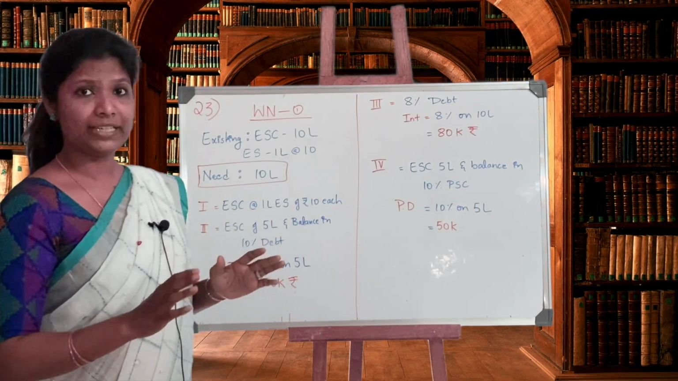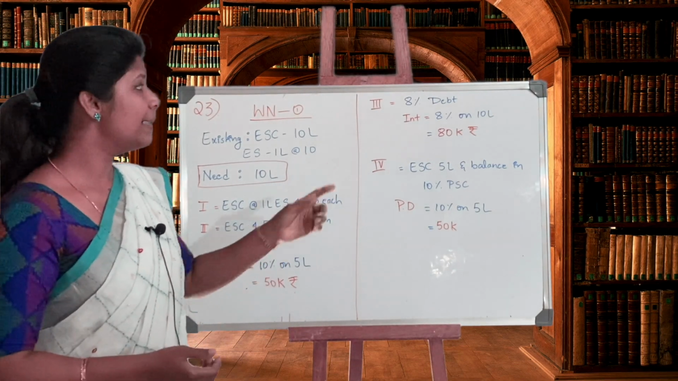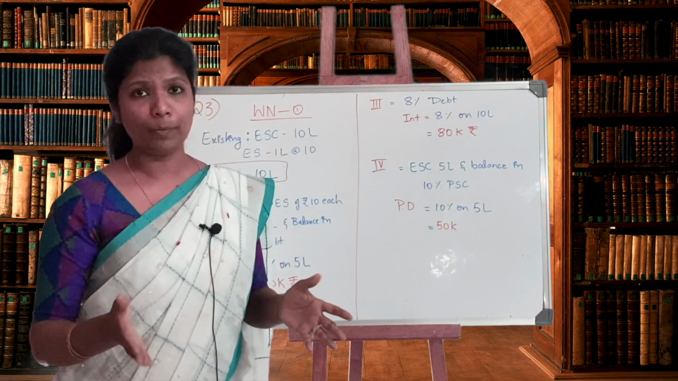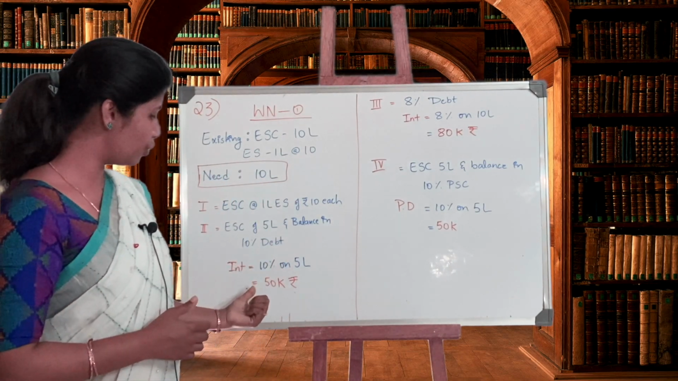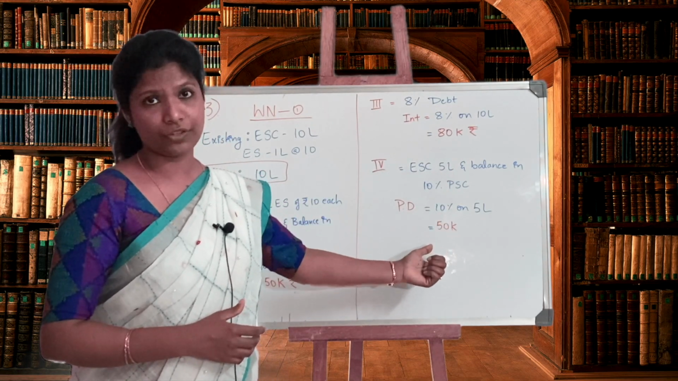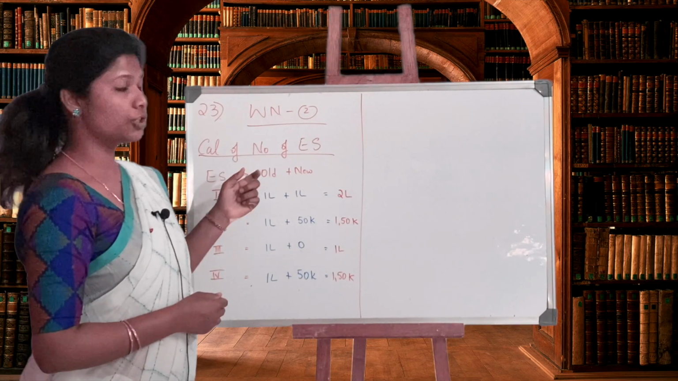Plan 1 is complete equity. Plan 2 is a combination of equity and debenture. Plan 3 is a complete debenture. Plan 4 is a combination of equity as well as preference shares. I have already explained to you the calculation of interest for Plan 2, Plan 3 and calculation of dividend for Plan 4. So our next working note is calculation of equity shares.